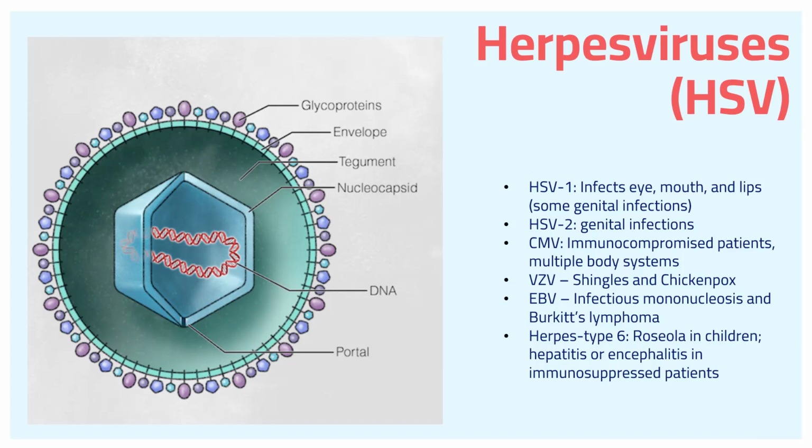We have CMV, which is cytomegalovirus. That is more common in immunocompromised patients. VZV is varicella zoster. So that's the virus that causes chickenpox and shingles later on. EBV is Epstein-Barr virus. So you may be more aware of it as mononucleosis, and it can also cause Burkitt's lymphoma. And then herpes type 6 causes roseola in children, and it can cause hepatitis or encephalitis in immunosuppressed patients. Remember, our immunosuppressed patients may react to viruses differently because they don't have the ability to fight off those infections.